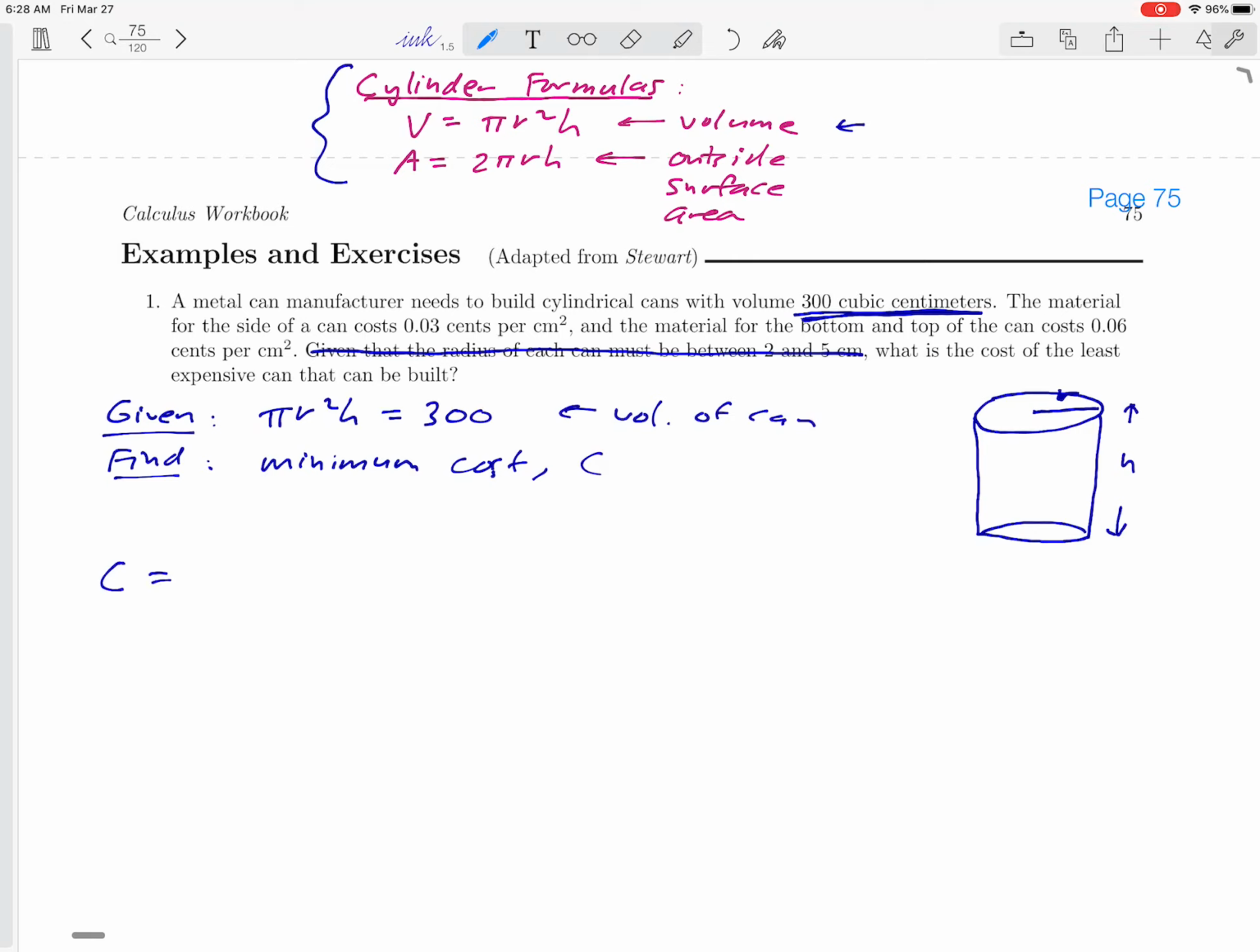Okay, well, let's see if we can think through this step by step here. So the cost, I'd like to break the cost function up into two pieces because of the fact that we've got different material costs depending on which part of the can that we're talking about. So we'll break it up into the cost of the top and the bottom of the can plus the cost of the outside of the can.